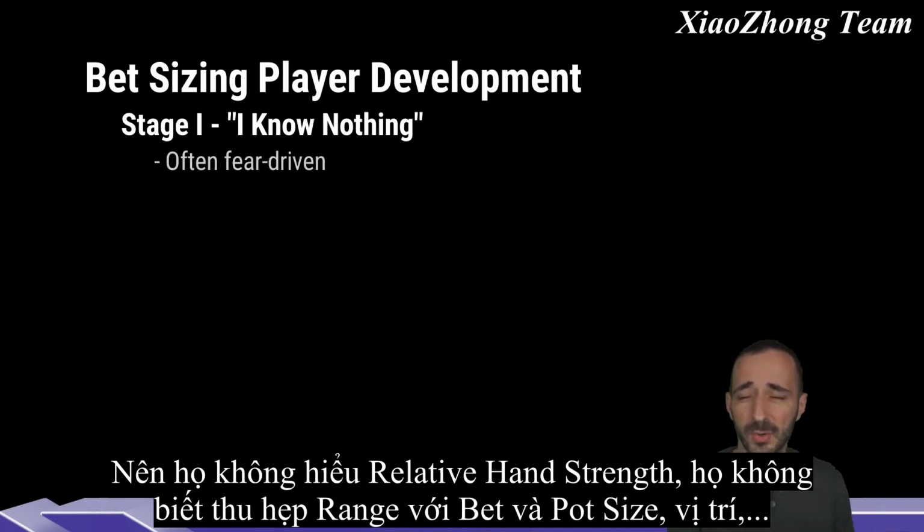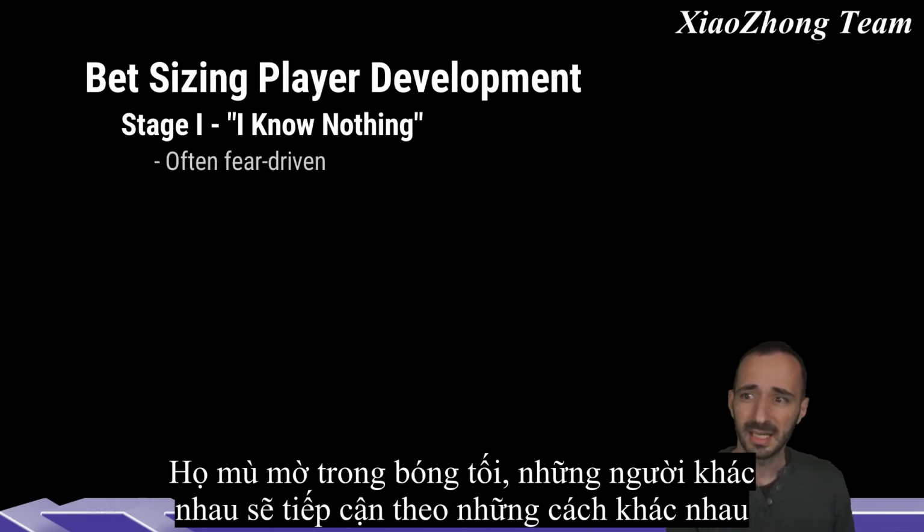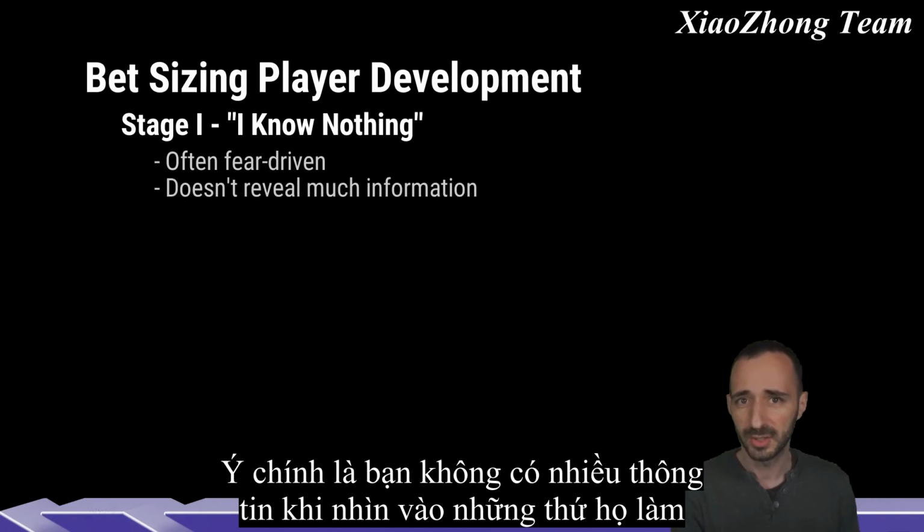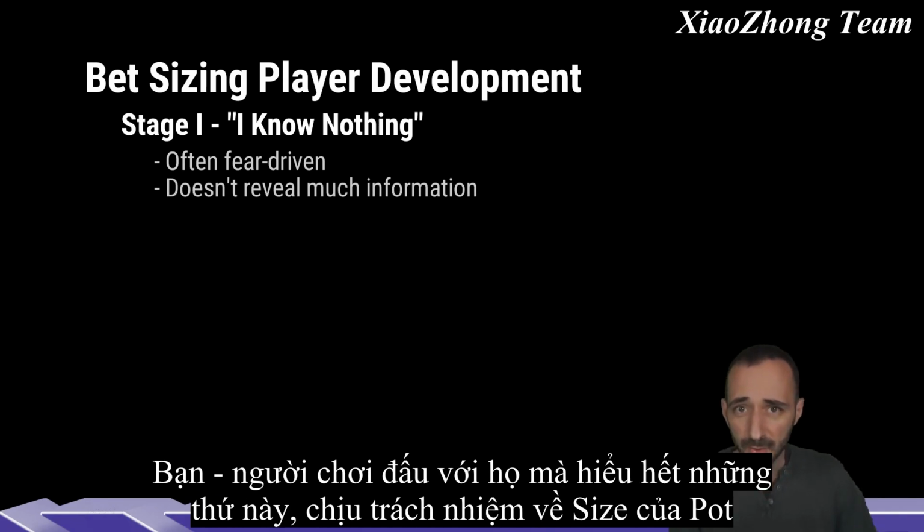They don't know how ranges narrow in relation to bets and pot size and positions, all this stuff there. They're just really in the dark. And then different people will approach this in different ways, but the main thing is that you don't get much information from seeing what they're doing, and also you, as the player playing against them, who do understand all these things, are responsible for the size of the pot.